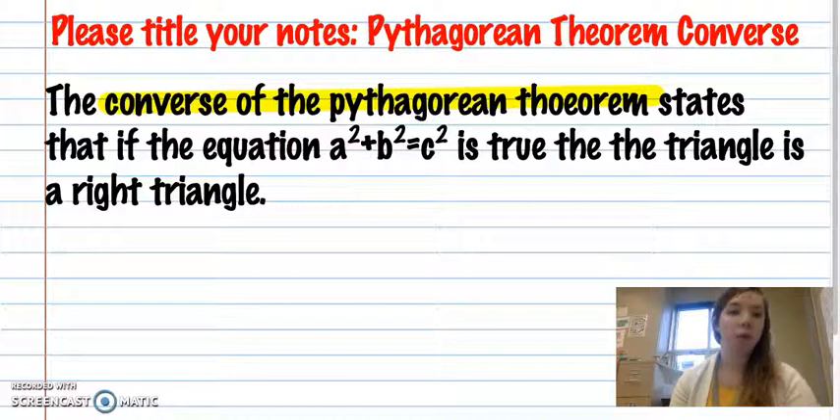If it ends up being a true statement, it's a right triangle. If it's a false statement, it's not a right triangle. So that's what we're going to be working on today. Go ahead and pause and write this sentence down, and then you can continue.